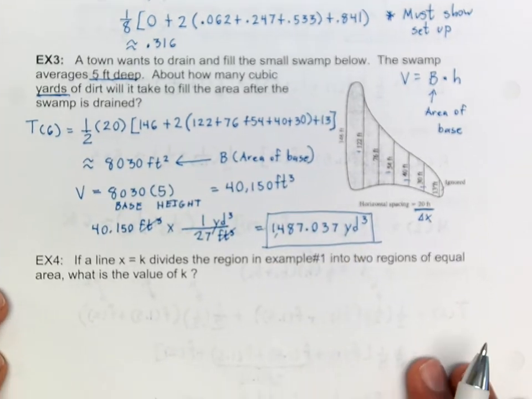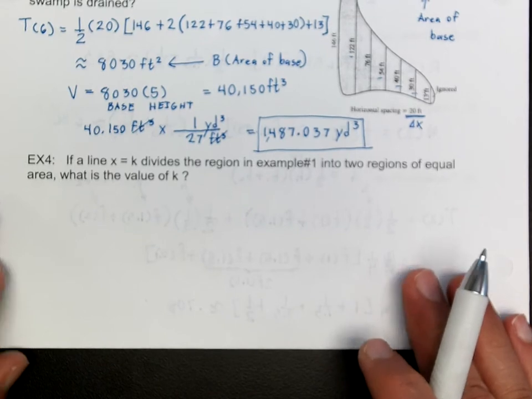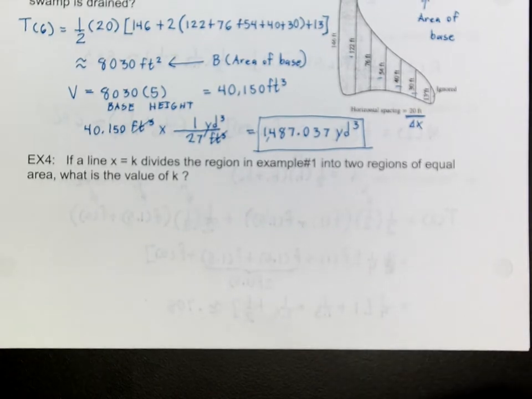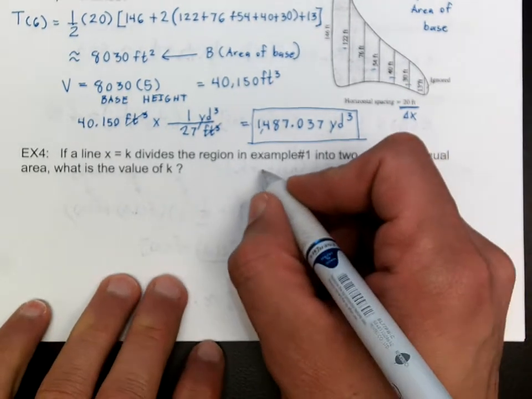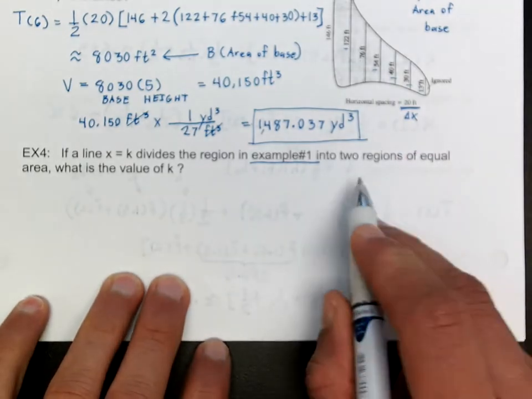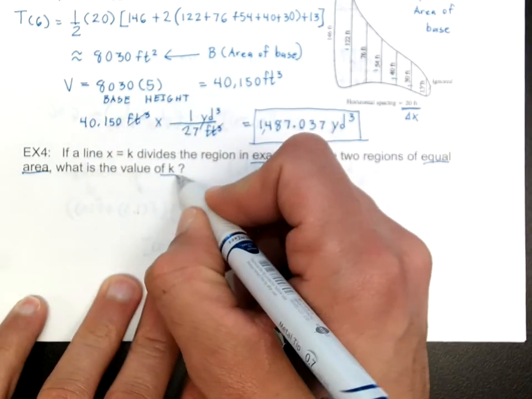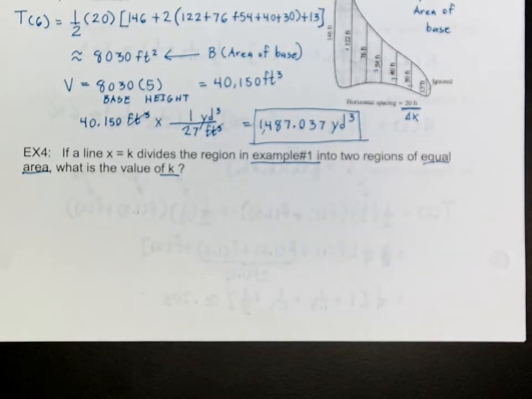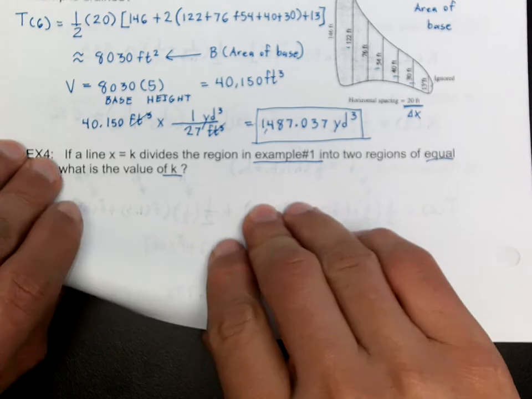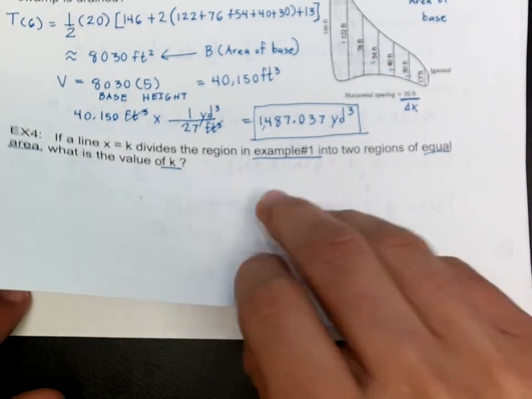So finally, in example 4, it says if a line x is equal to k divides the region in example 1 into 2 regions of equal area, what is the value of k? That may look really confusing at first, as it did to me. But first we have to go back to example 1. So I'm going to quickly show you what we got for example 1.